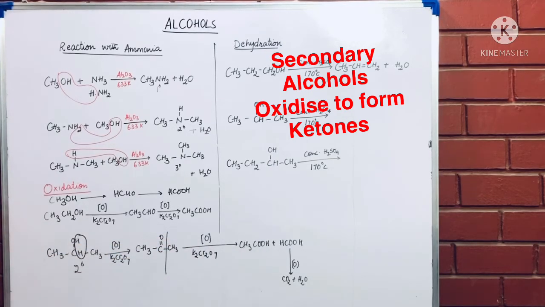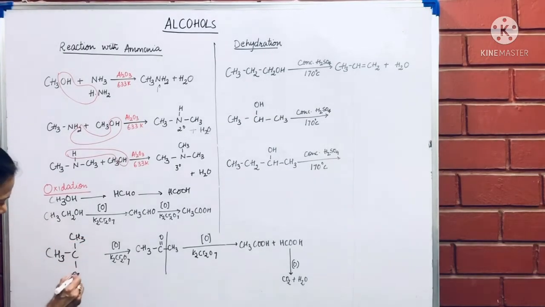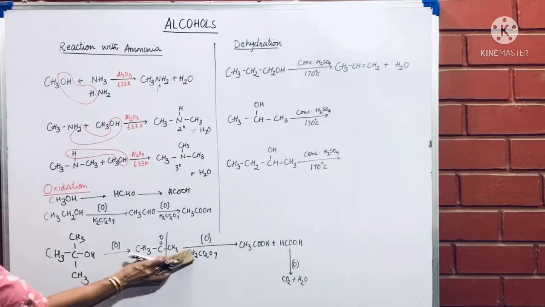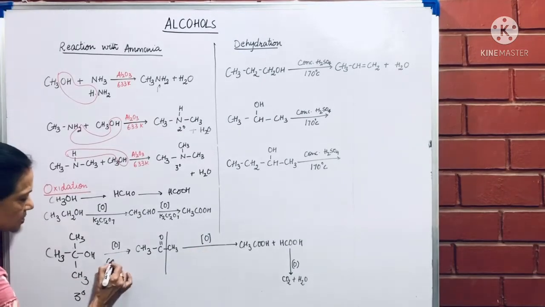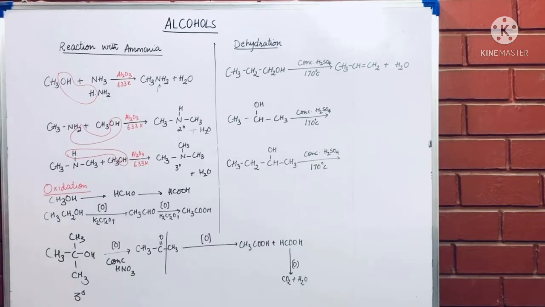If I use the same reaction with a tertiary alcohol, I am changing here tertiary alcohol. Tertiary alcohol means that there are 3 alkyl groups attached where there is an OH. So now this is a tertiary alcohol. Same reaction takes place, but oxidation does not take place very easily. So concentrated nitric acid is used. So strong oxidizing agent is used. Then it changes into acetic acid. Same reaction takes place for secondary and tertiary alcohols.